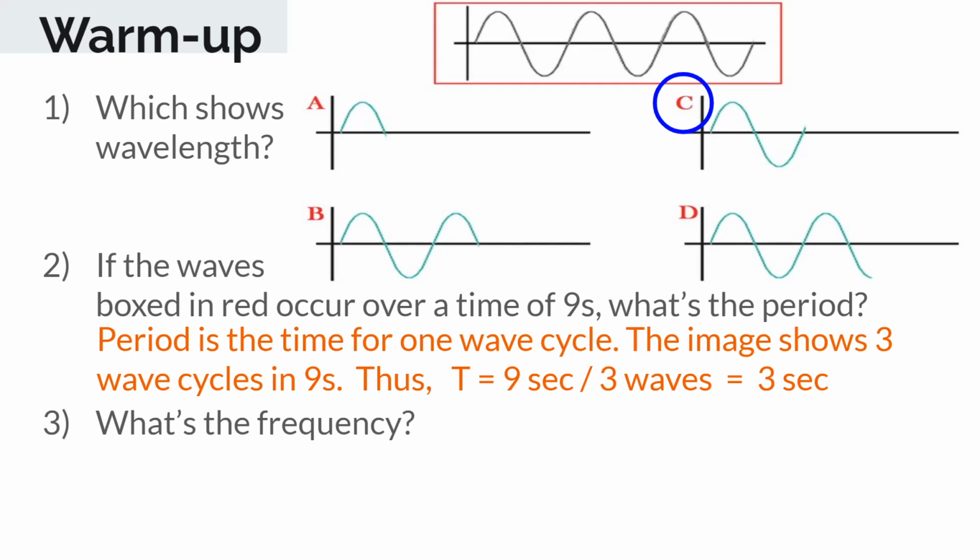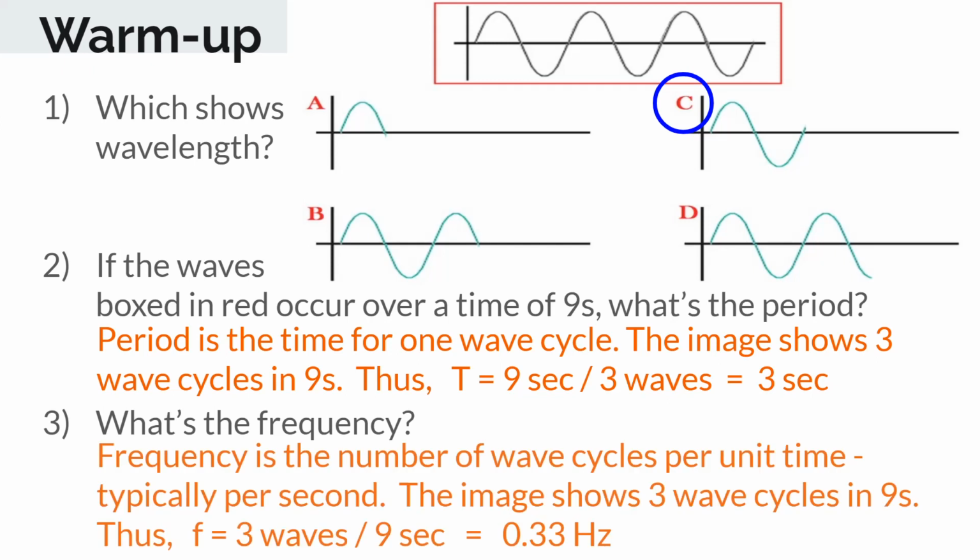Or you can go back to the definition. Frequency is the number of wave cycles per second. So instead of dividing 9 by 3, I would be dividing 3 by 9. Or, again, 1 over T, 1 over 3, 1/3. Either way, 3 over 9, 1/3, same thing. My frequency is 0.3 repeating, 0.33333. The unit for frequency is hertz, which means the number of cycles per second. Hertz is an inverse second, so it's per second.